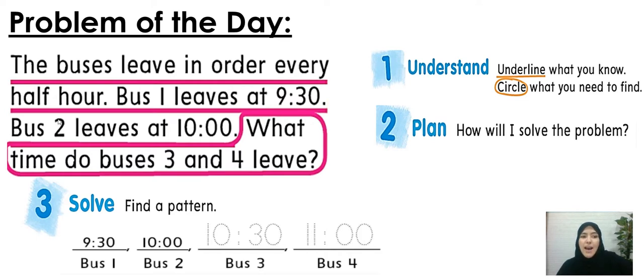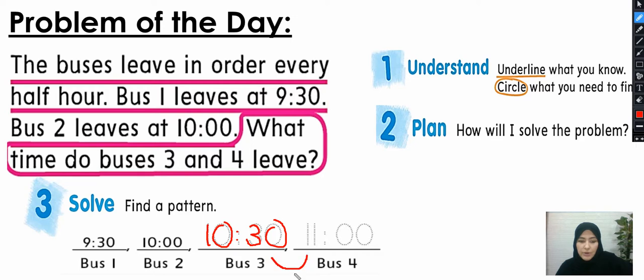The pattern is half hour. We need to keep adding half hour to each bus. So bus number 3 will leave at 10:30 because number 2 left at 10. So bus number 3 will be leaving at 10:30, and bus number 4, we add half hour or 30 minutes to 10:30. That means that bus number 4 will leave at 11 o'clock. So the pattern that we had here was half hour. Between each bus was half hour. Right here.